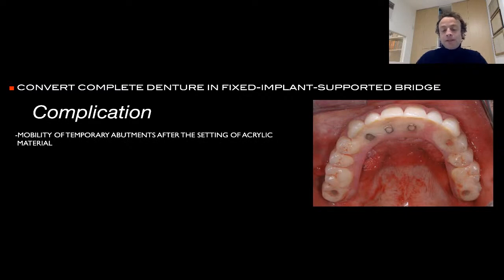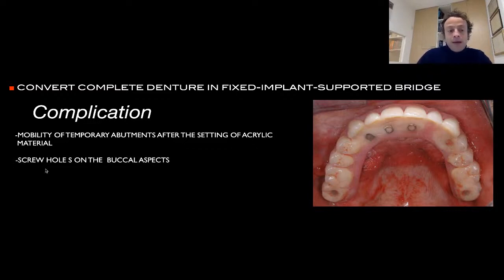The complications with this technique are really simple. Sometimes it can happen that one temporary abutment, after the setting of the acrylic, doesn't get stuck really well, but has some small mobility. It's not a big problem because we remove it, place it again in the mouth, place the prosthesis again, and maybe screw the prosthesis on the implant, because normally all the other temporary abutments are okay. Then you prepare another set of acrylic and you can fix it again.